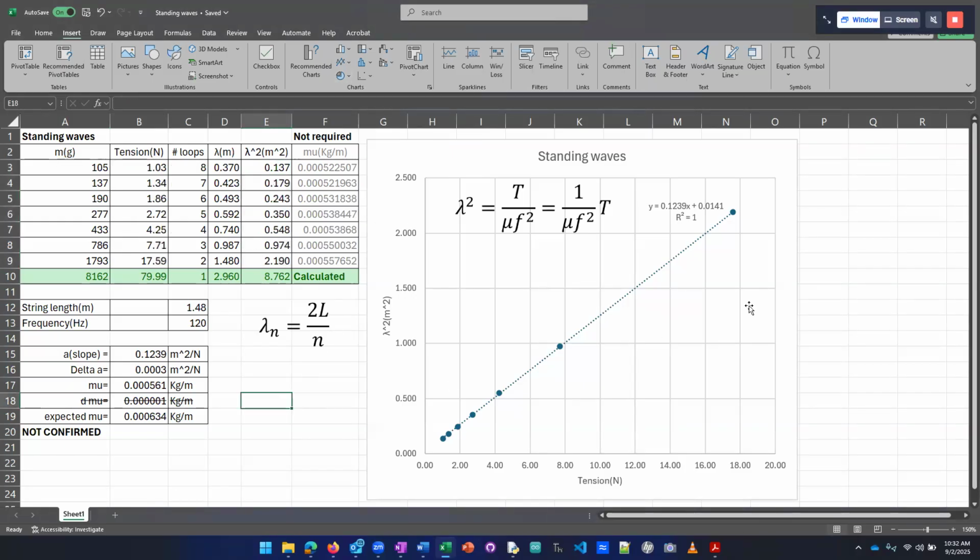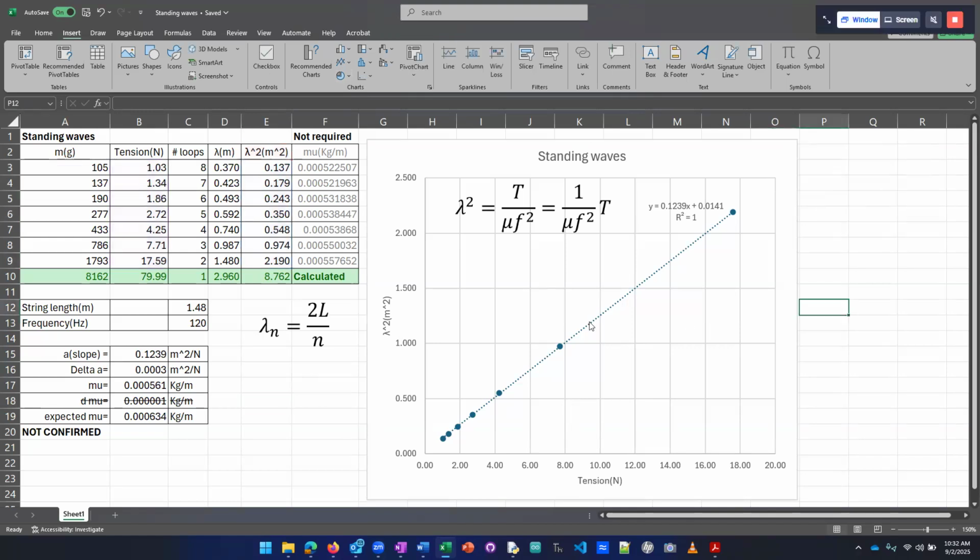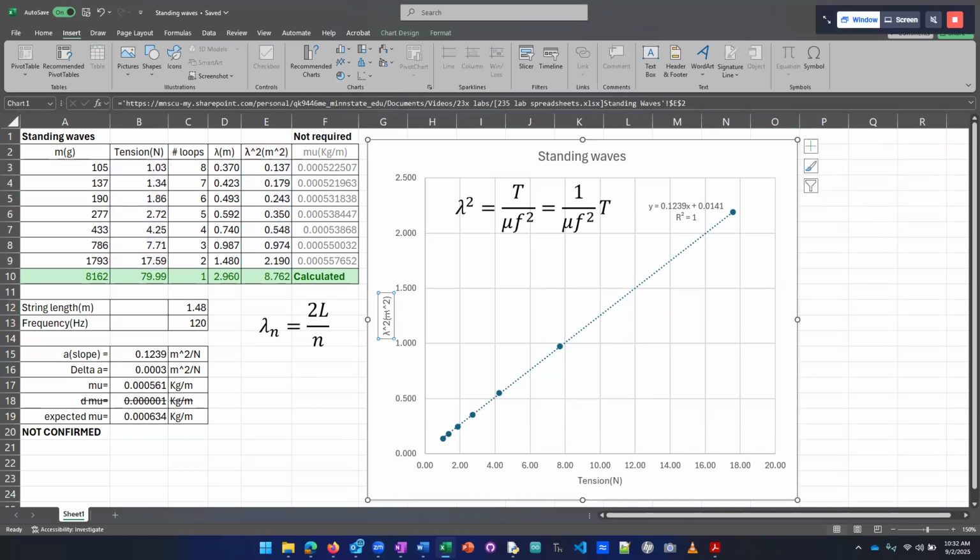So once I insert that, I need to make sure it has all the details, such as the axes, the labels, the chart title, right? So the labels have to be representing what exactly you're plotting. I think I'll change it. See that? It's a very long line here. It doesn't correspond to the right thing.